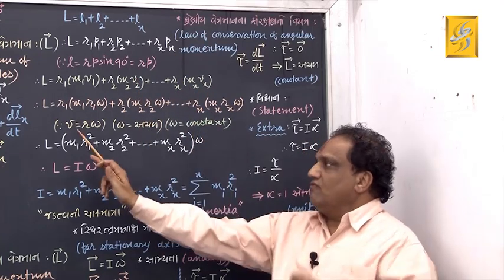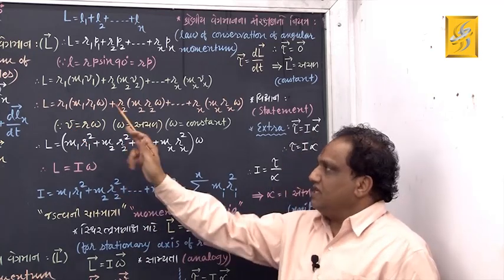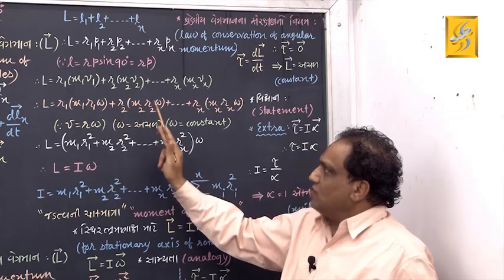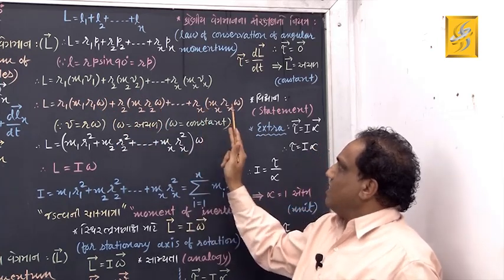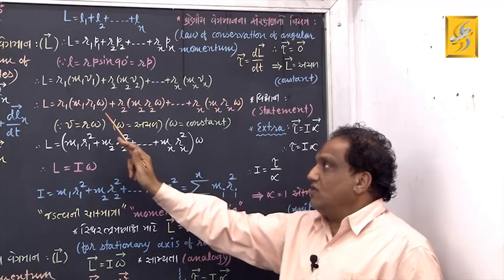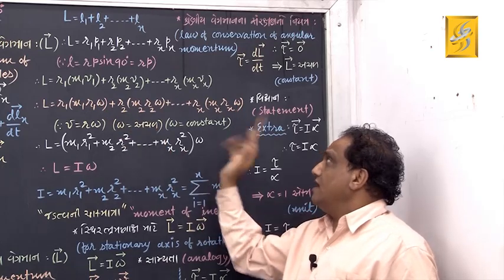But don't you know, V equals R omega? Just put the values here. V1 will be R1 omega, V2 equals R2 omega, Vn equals Rn omega. You might be having one question: why not omega 1, omega 2, omega n? Why am I putting only omega everywhere?